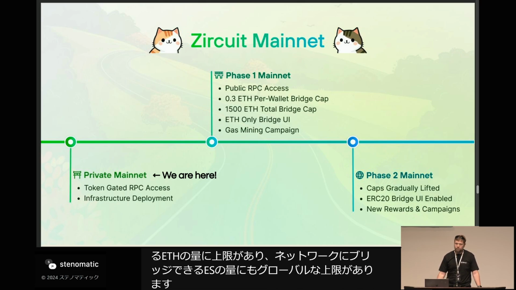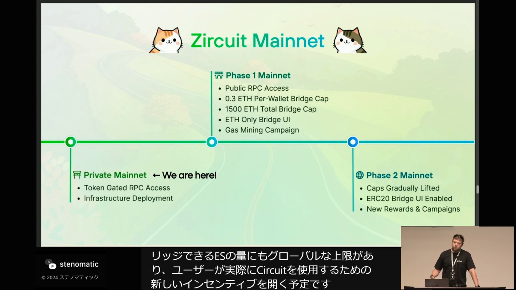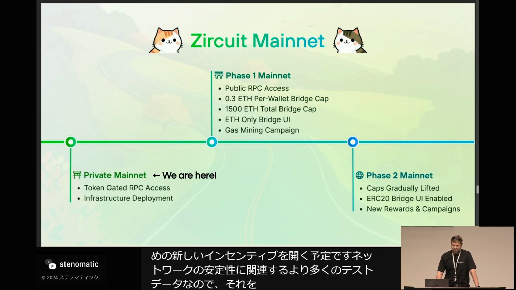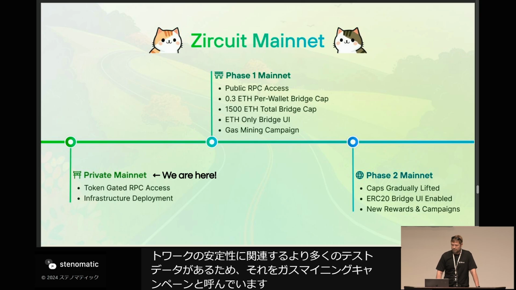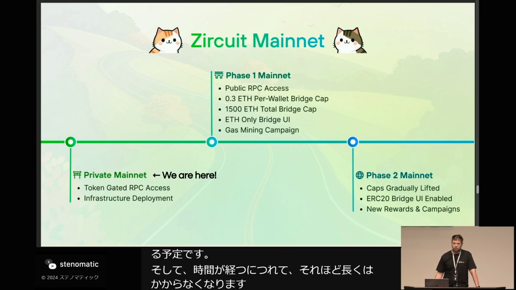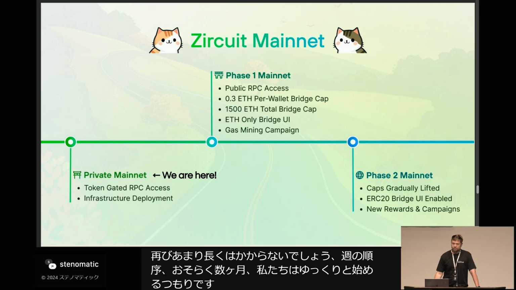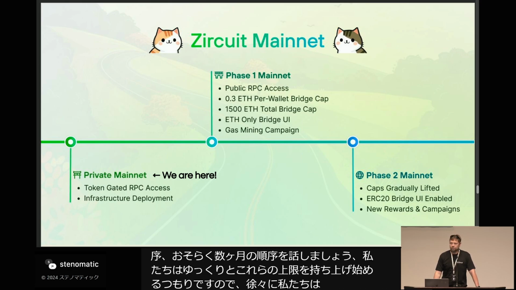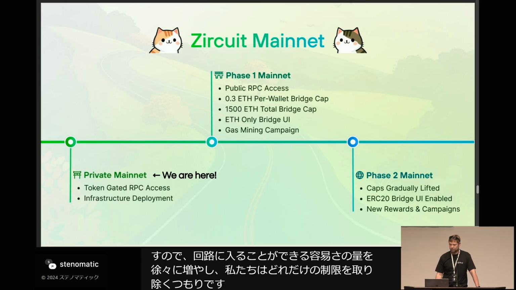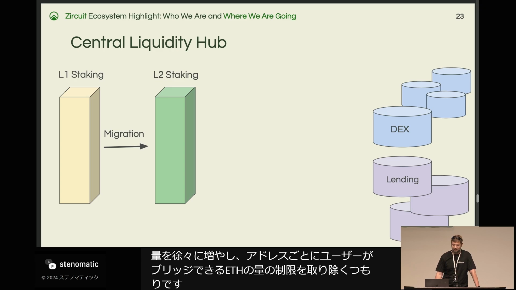Along with that, we are going to open some new incentives for the users to actually use Zircuit and get us some more testing data related to the stability of the network. So we are calling that the gas mining campaign, and that's going to come live as well. And as time progresses, it's not going to take too long. Again, let's speak order of weeks, maybe months. We are going to slowly start lifting these caps. So we will gradually be increasing the amount of ETH that can enter Zircuit, and we are going to remove the restrictions of how much ETH per address users will be able to bridge. So this is how we are going to approach launching the mainnet itself.